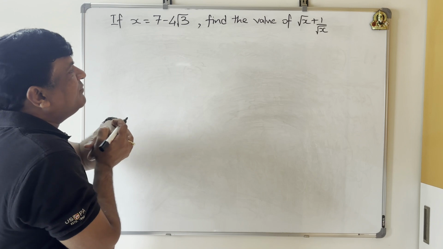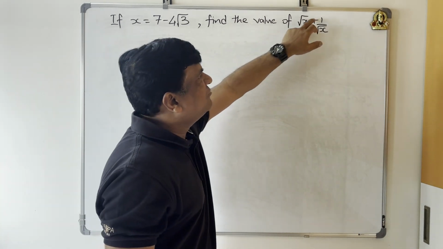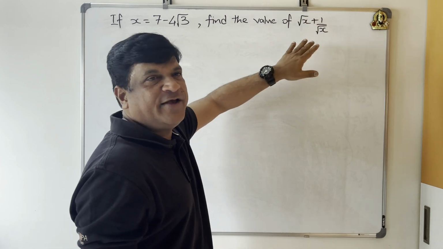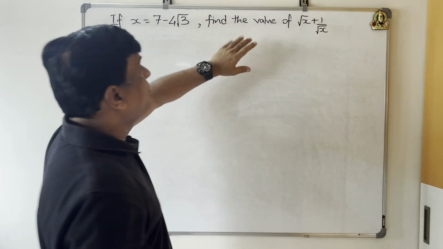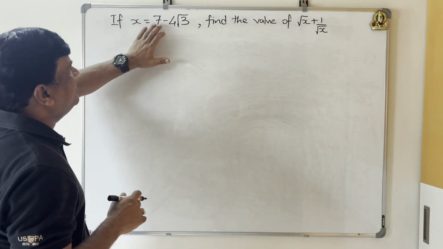So all this while you have seen that they give you the value of x plus 1 by x or x minus 1 by x, and they ask you to calculate x square plus 1 by x square or x square minus 1 by x square, x cube plus 1 by x cube. But here the problems are a little bit different. So you might be surprised to see this kind of problem. So no worries. Let's look at this one.